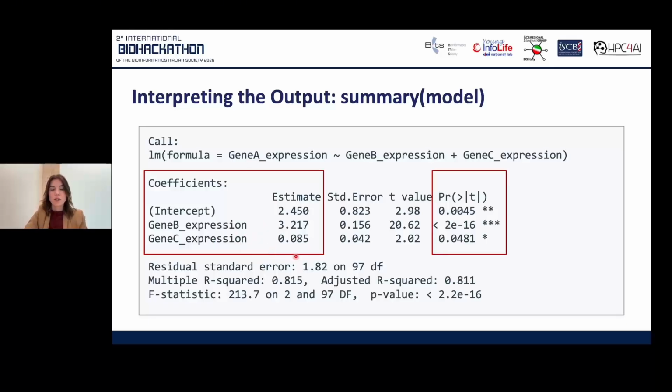Another column that is quite important to look at is the p-value column, because it's telling us the statistical significance of each predictor in our model. So it will tell the p-value associated with the t-statistic of each coefficient. And finally, there's the R squared, that is the proportion of variance explained by our model.